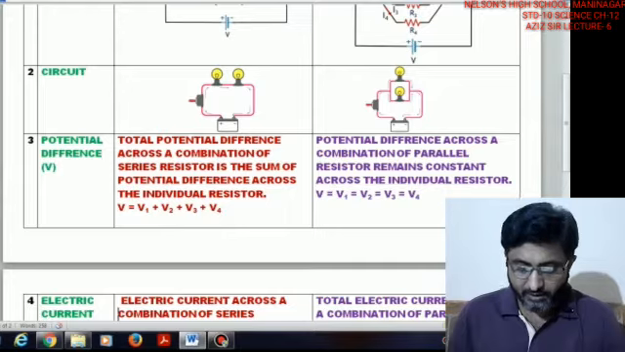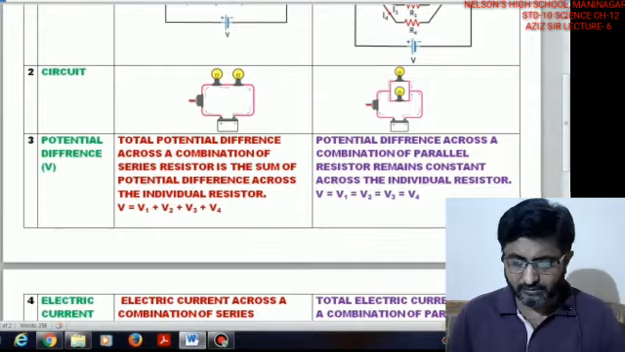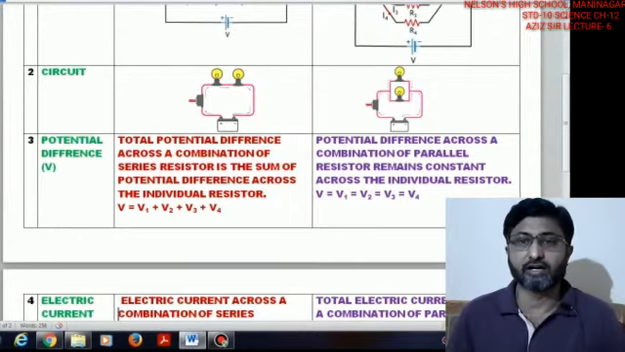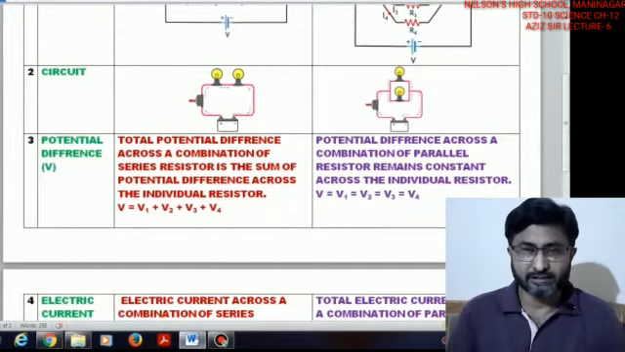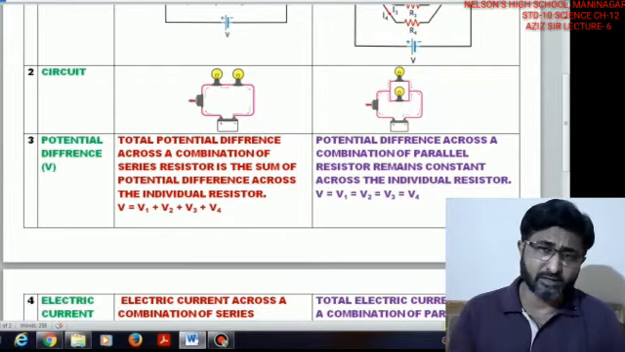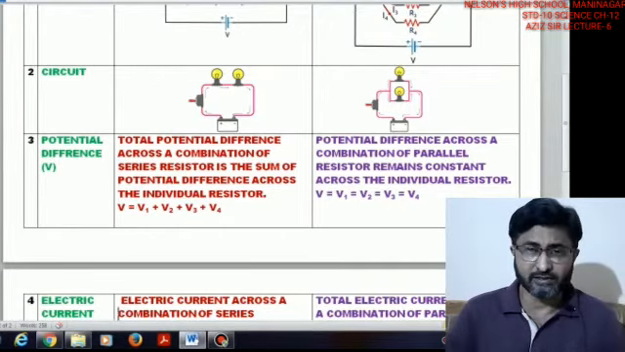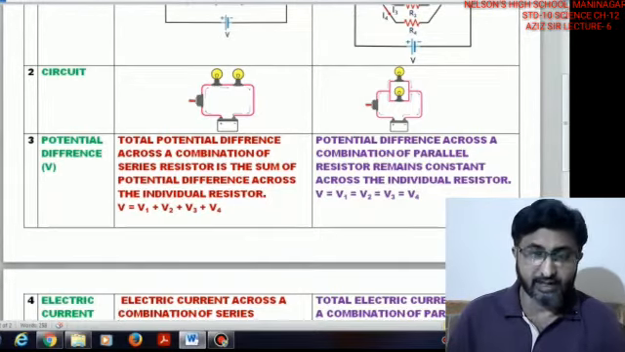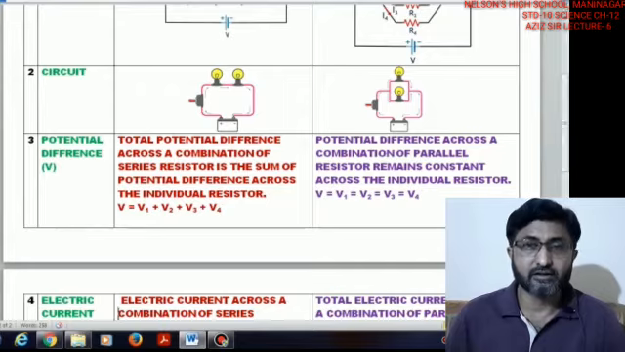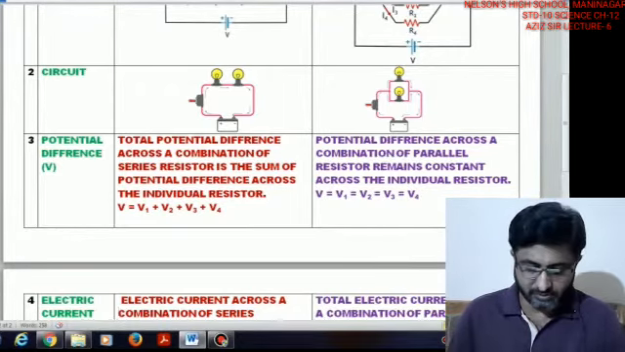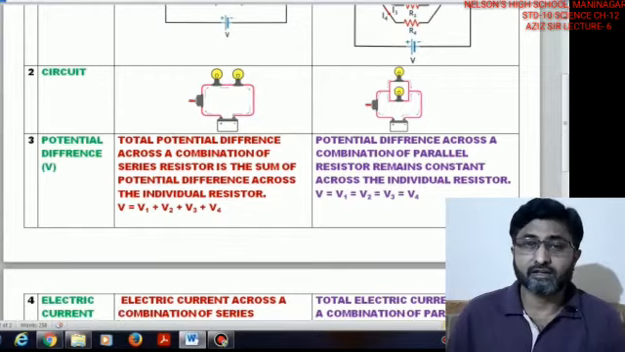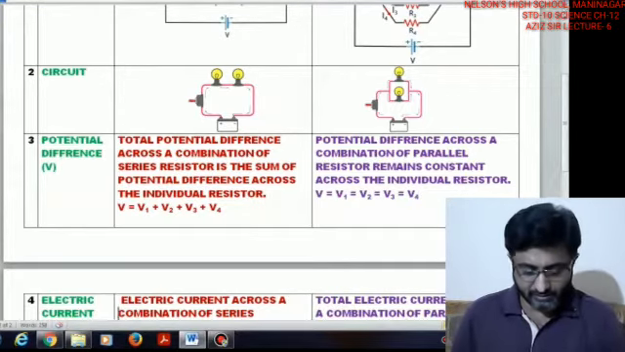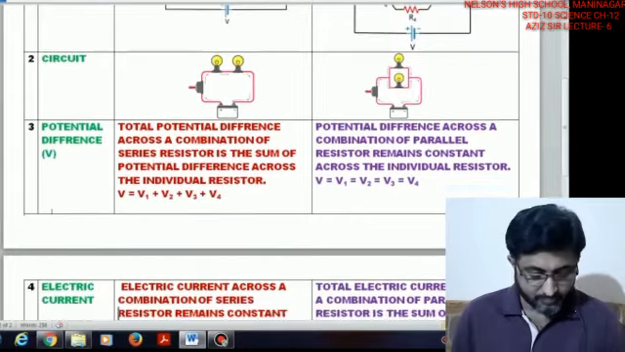But in case of parallel connection, the potential difference across the combination of parallel resistors remains constant across the individual resistor. That is, each and every resistor in a parallel connection, all having the same starting point, must have the same voltage. So we can say that the total voltage in the circuit is equal to the individual voltage in each resistor, that is V equals V1 equals V2 equals V3 equals V4. You may write it that way.